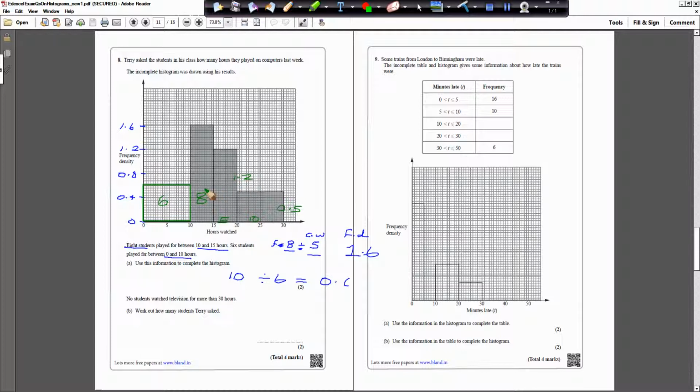What's 5 times 1.2? That will give you a frequency of 6. What's 10 times 0.5? 5. So we now need to add up these values: 6, add 8, which was already given to us, 6 we just worked out, and 5 we just worked out. When you add all those together, what do we get? 25. Is that right? Yeah. Beautiful, bang on, right answer. Lovely.